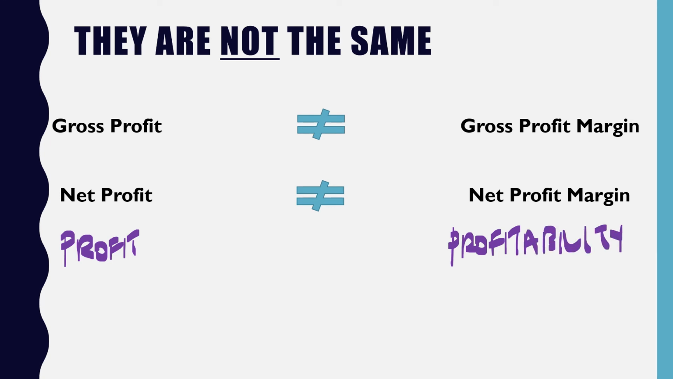Profit is measured in dollars, whereas profitability is measured in percentages. Lastly, we need to understand that profitability is basically measuring the business ability to generate profits in a relative comparison to a base. In this case here, for gross profit margin and net profit margin, it is the ability of the business to generate profits as a percentage of the net sales that we are given.